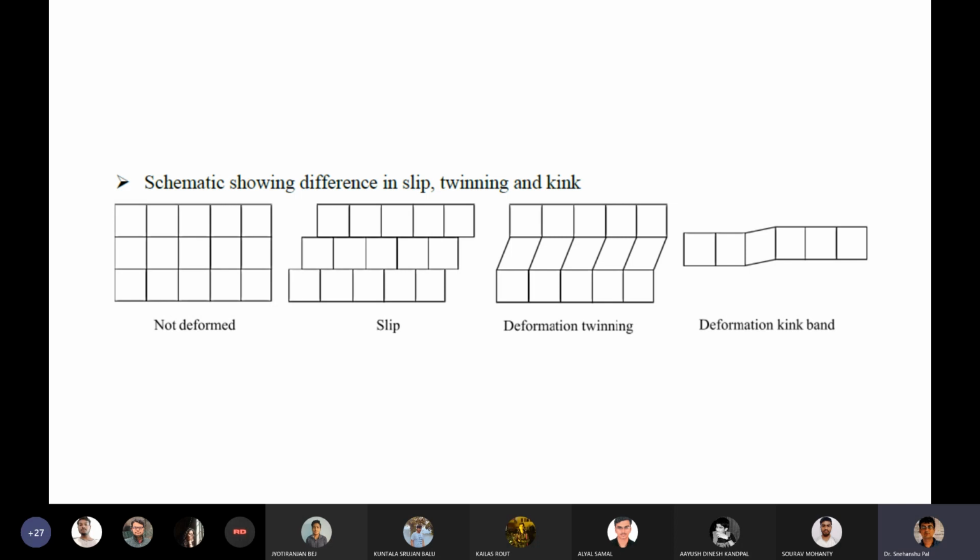So crystals unfavorably oriented for slip are freed by kinking, which rotates the lattice along the rotation axis shown in the previous figure, and which subsequently helps further plastic deformation to occur. So multiple kink bands may form; that is a possibility.